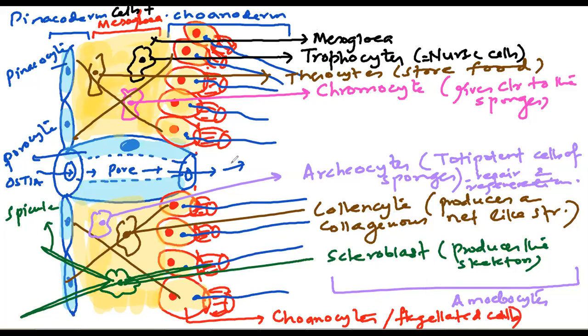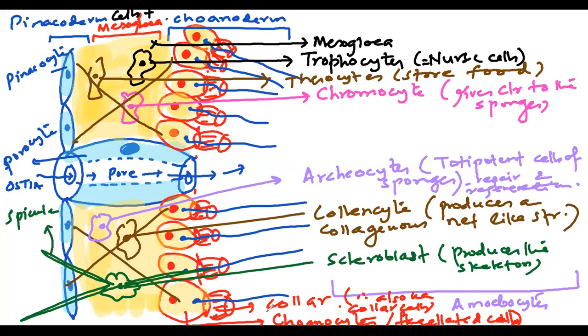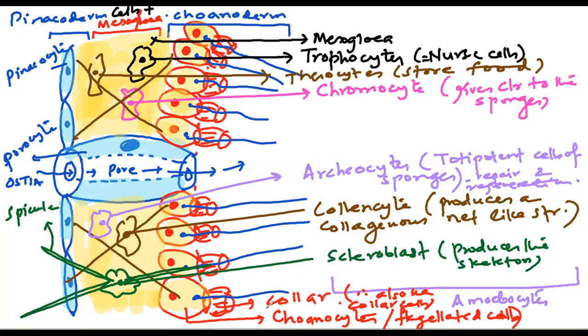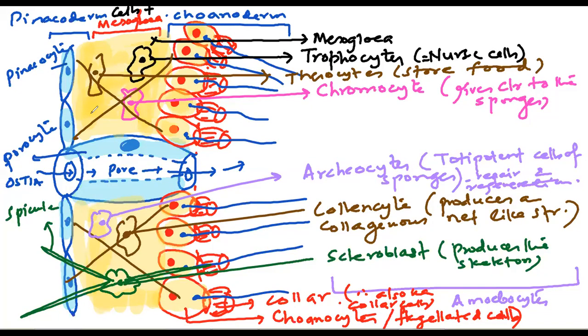Understood? Now, this structure is called collar. Hence, therefore, also known as collar cells. Okay? So among the amoebocytes, we have discussed collencyte, archeocyte, chromocyte, thesocyte, trophocyte, scleroblasts, and some other cells also. If we remember, we can make them.